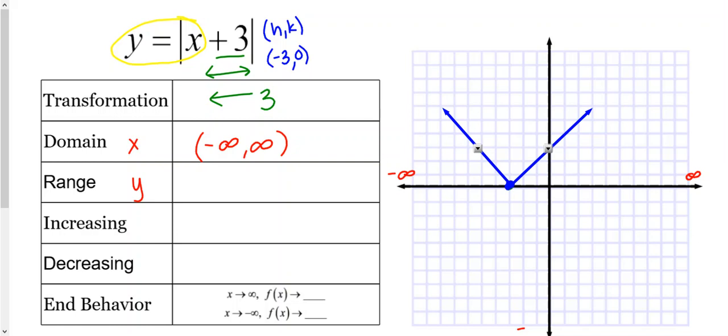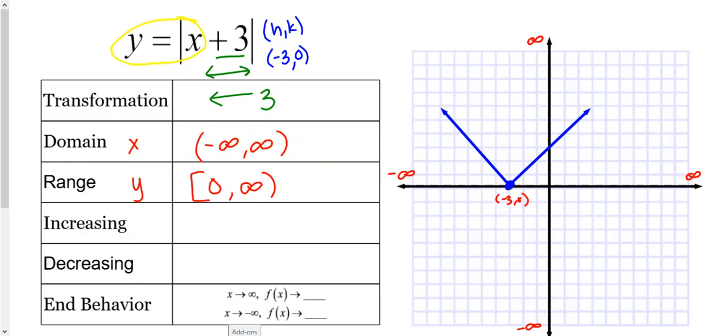Range, the farthest down this will go is -infinity. The highest up it will go is +infinity. So for my blue graph, the farthest down it goes is actually at the vertex, which remember was -3, 0. The y value of that vertex is 0. And the farthest up this graph will go, because of my arrows, is infinity. 0 gets a bracket, infinity gets a parenthesis.